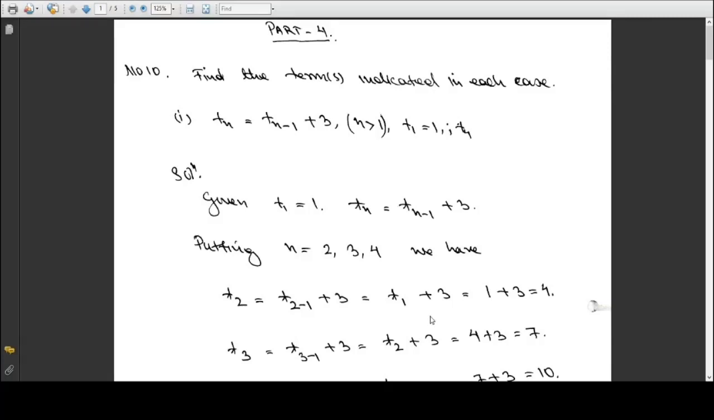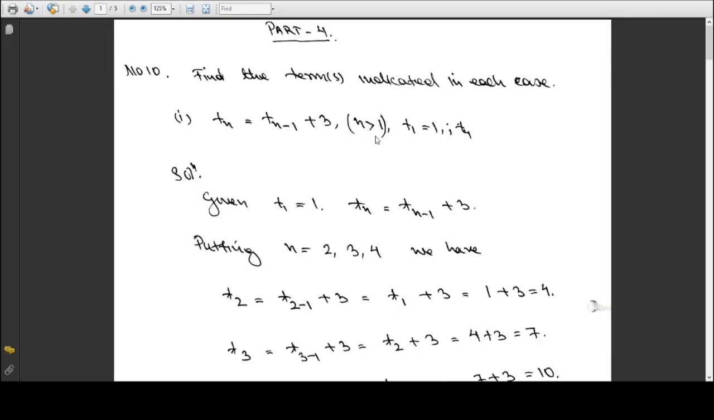Now we'll be doing part 4 of chapter 5 on arithmetic progression. Now we'll be doing problem number 10 here. Find the terms indicated in each case. With the first one, Tn is equal to Tn minus 1 plus 3, where n is greater than 1, and T1 is given to be 1. We have to find out T4.